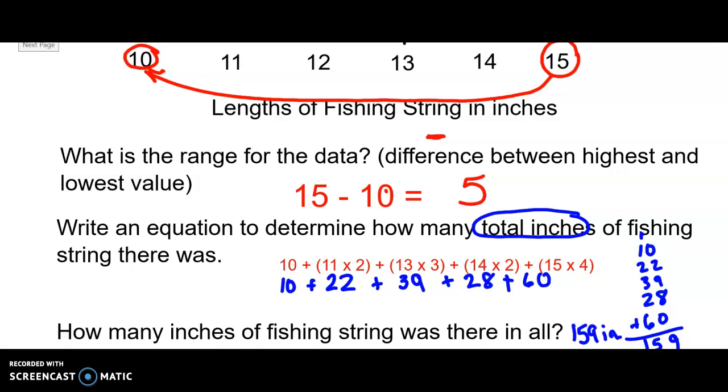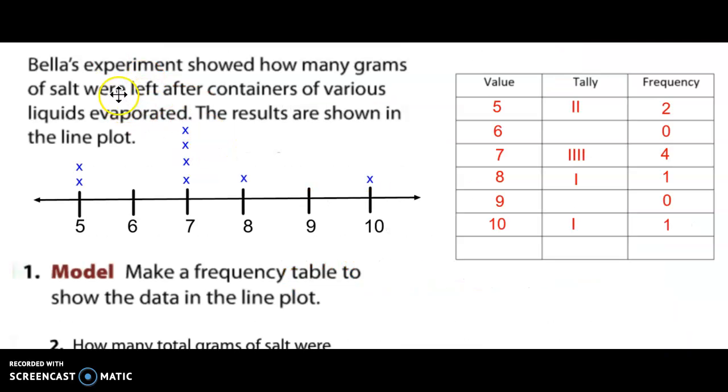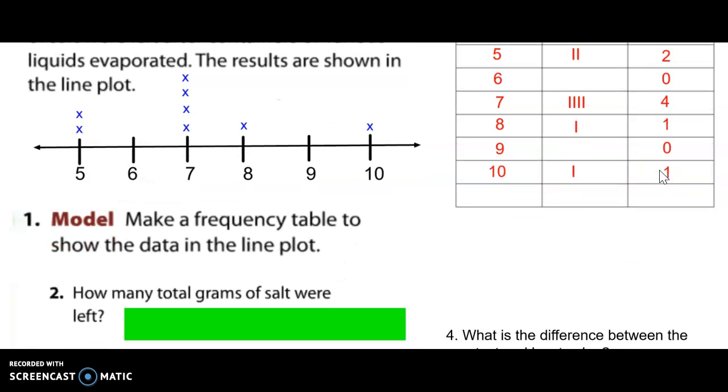So let's look at another example of that. Okay, so here Bella's doing a science experiment which shows how many grams of salt were left after containers of various liquids evaporated, and the results are shown in the line plot. So over here we have a frequency table, and so it shows that 2 of the containers had 5 grams of salt left, 4 of them had 7 grams, 1 had 8 grams, and 1 had 10 grams of salt left. So I already did number 1, make a frequency table to show the data.